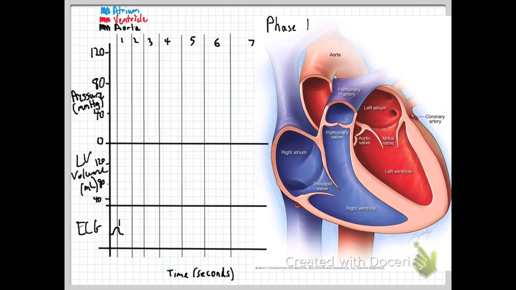So phase 1 begins with the P wave traveling through the atria, and that will ultimately lead to contraction of the atria. Note that the mitral valve is open and the aortic valve is closed shut. Also note that the ventricle already has a substantial amount of fluid in it, and that is from filling from prior phases. We'll return to this thought in a little bit.